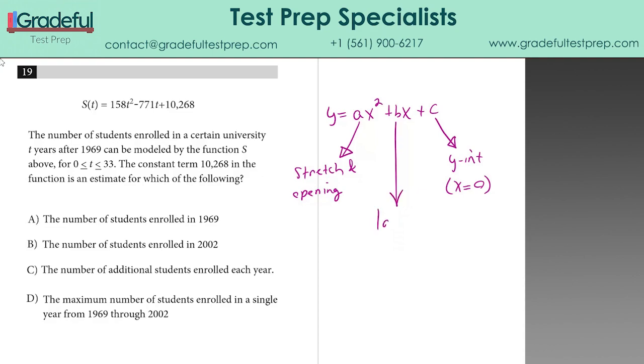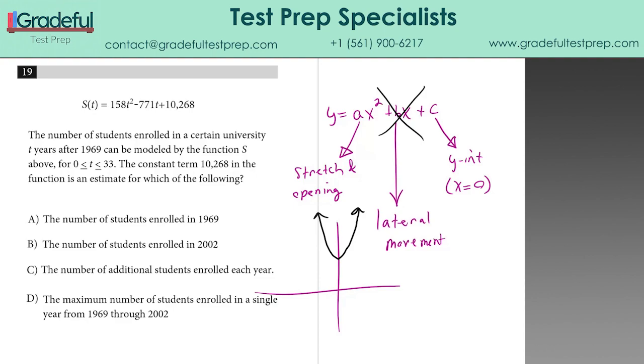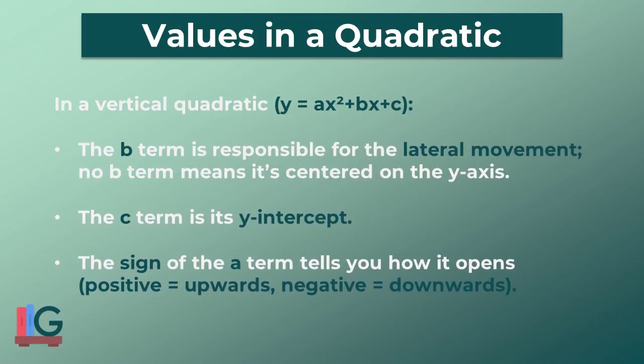Turning our attention to the B coefficient. The B coefficient is your lateral movement. It's the thing that moves your parabola left or right on the XY axis. So if there's no B coefficient, one thing I know about my parabola is that it'll be symmetrical across the y-axis. It'll be somewhere here. We don't know where it would be in terms of height. We don't necessarily even know whether it would open upward or downward. But what we do know is that if B equals 0, it's centered on the y-axis, which I'm highlighting in green here. So that's everything you need to know about the A, B, and C of a quadratic equation.